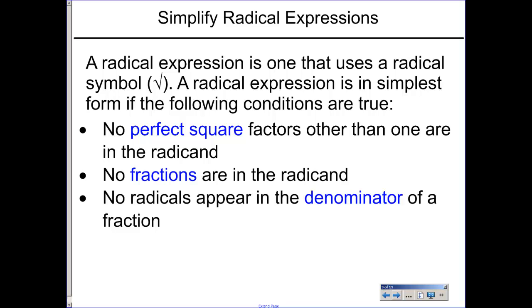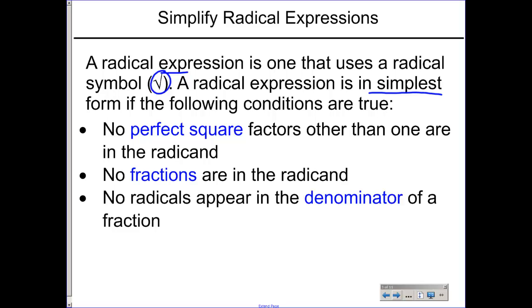Anyway, simplifying radical expressions. A radical expression is one that uses a radical symbol, and this is the symbol here. And of course, the line that we normally see above it just tells us what we're taking the square root or radical of. A radical expression is in simplest form if the following conditions are true.